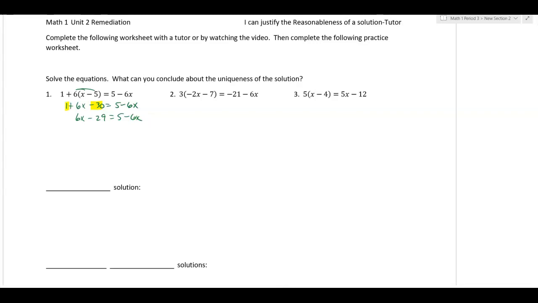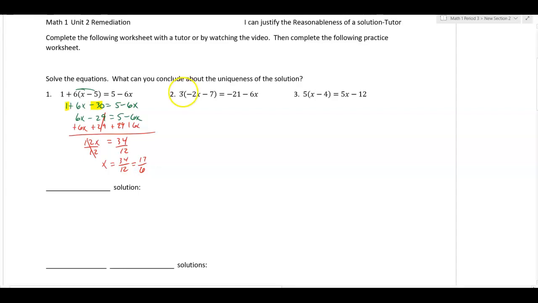Now I'm going to solve: bring the variables to the left, constants to the right. So add 6x, add 29. That gives me 12x equals 34. And when I divide by 12, notice here I am able to get a value for x: 34 over 12, which is 17 over 6. The key here is understanding that I get one solution.